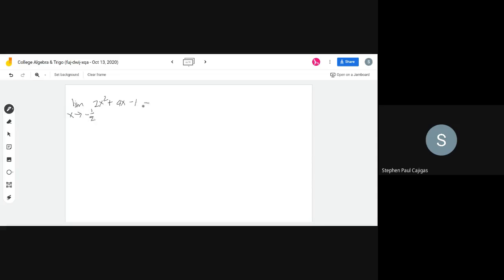So what do we do first? Substitute negative 1/2. 2 times negative 1/2 squared plus 4 times negative 1/2 minus 1. Negative 1/2 squared, a negative times a negative becomes positive, 1/2 times 1/2 is 1/4. Then 1/4 of 2 is 1/2, plus 4 times 1/2 is 2, minus 1.